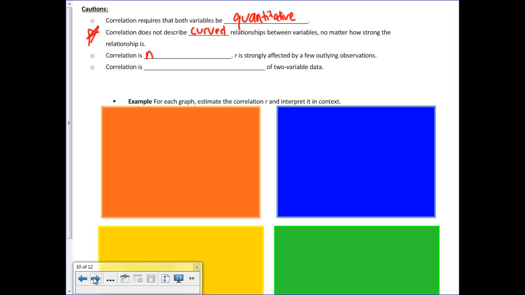Correlation is not resistant. It is strongly affected by a few outlying observations, and we'll play with that a little bit tomorrow with the calculators. And correlation is not a complete summary of two variable data. You can't just tell me the correlation is this, it's relatively strong. I need to know about the outliers, I need to know about the form and the direction and all that.